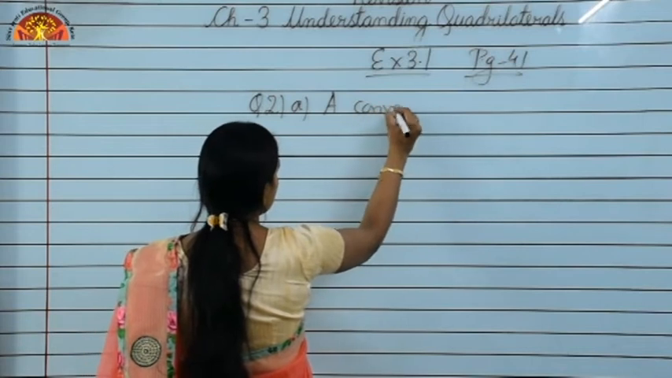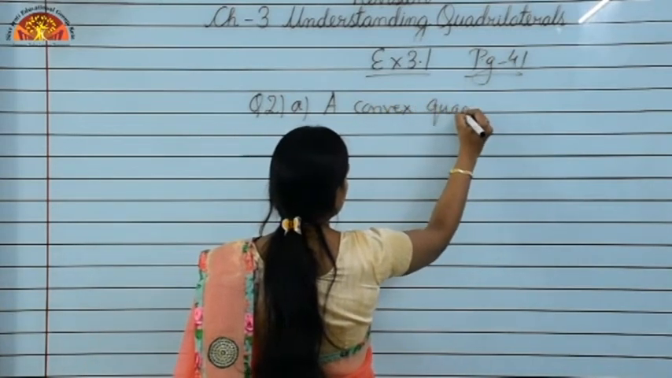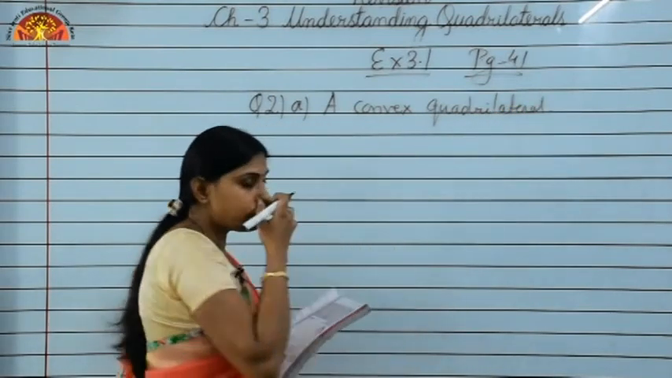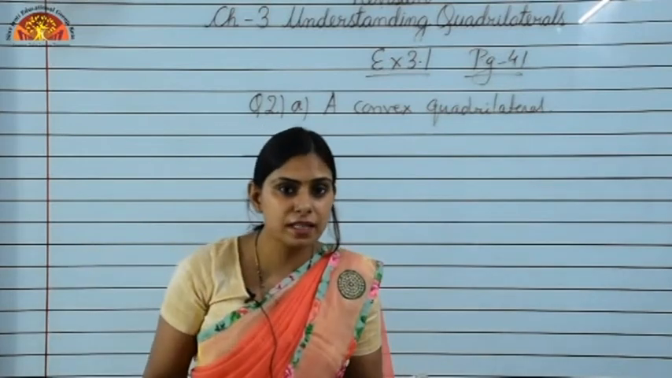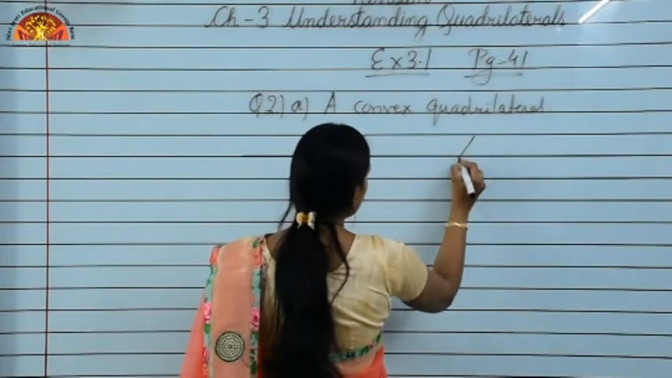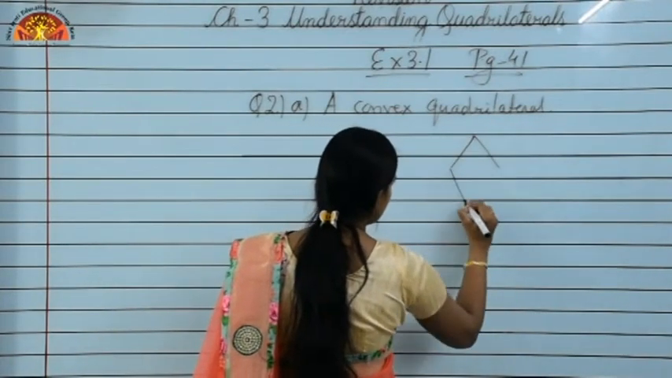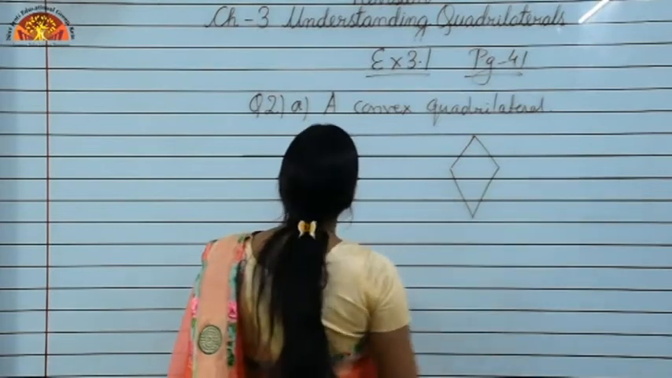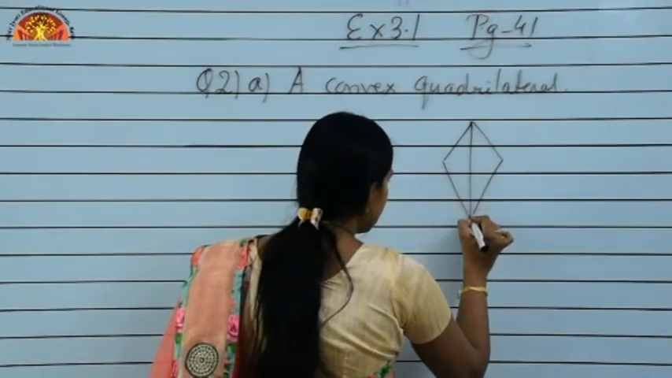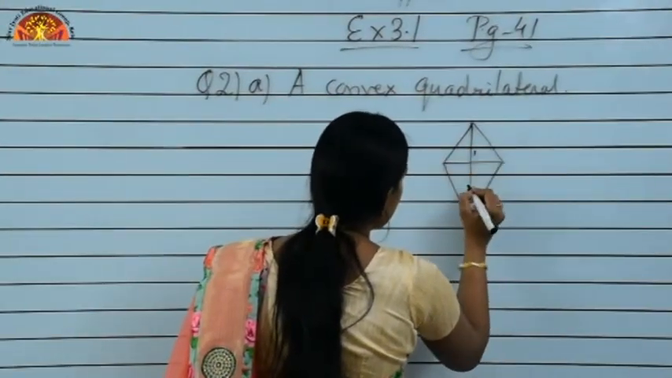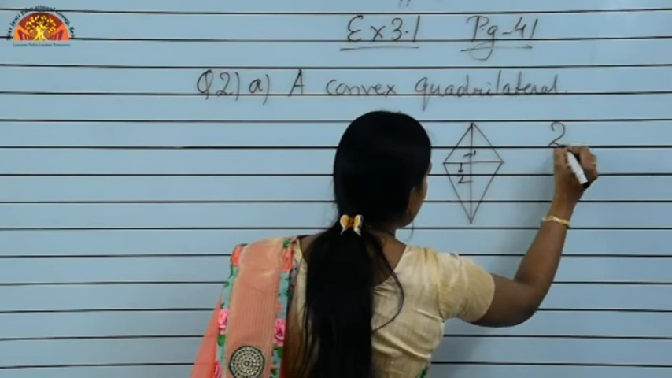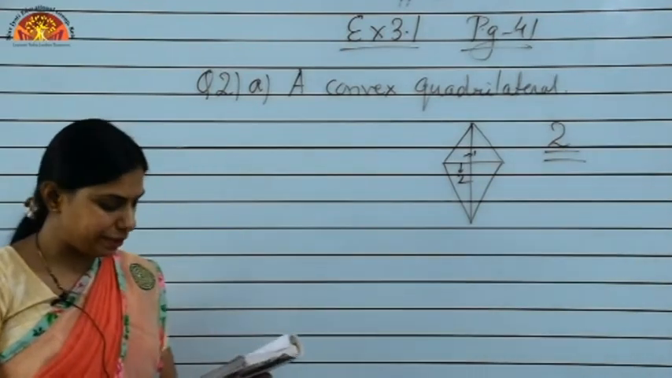It's question number 2, A part, a convex quadrilateral. If we are talking about any convex quadrilateral, how many diagonals exist? There exist only 2 diagonals. So let's draw a rough sketch of the figure. You can see, children, this is the figure of a convex quadrilateral. You can see that there are 2 diagonals. This is the first diagonal and this one is the second diagonal. So there are 2 diagonals in a convex quadrilateral.